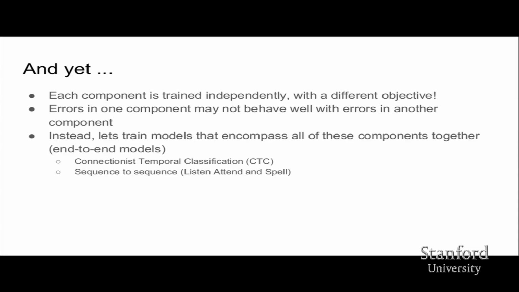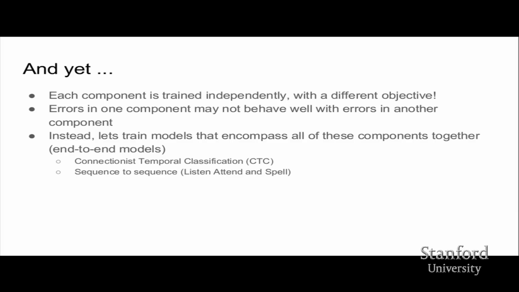However, there's still a problem. There are neural networks in every component, but the errors in each one are different, so they may not play well together. So that's the basic motivation for trying to go to a process where you train the entire model as one big model itself. And so the stuff I'll be talking about from here is basically different attempts to do the same thing.